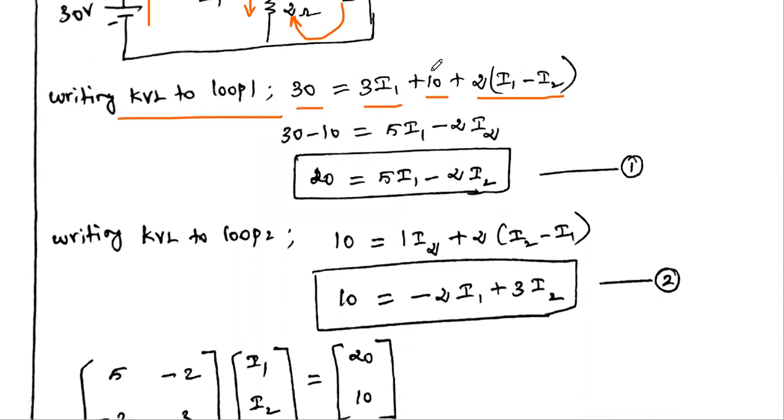Okay, then this 10 is a constant. You give this constant to this side. So 30 minus 10, 20. Okay, then you collect the I1 terms. Here 3I1, here 2I1. So 3I1 plus 2I1, 5I1 minus 2I2 equal to 20. Okay, so this is equation number 1.